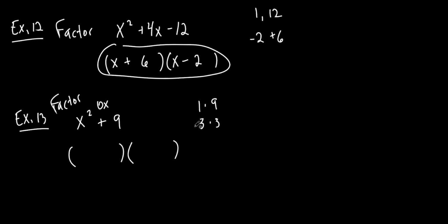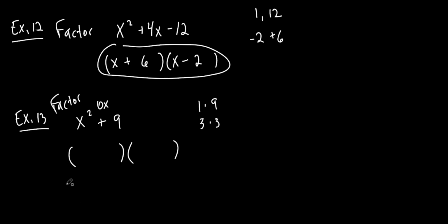Only if 1 was positive and 1 was negative. But this is plus 9. So this has to be either a positive and a positive, or a negative and a negative. Is there any way to get that 3 and 3 to become a 0 then? No, because positive 3 plus positive 3 is positive 6. Negative 3 plus negative 3 is negative 6. There's no way to get a 0. So can you factor this? No. Okay? So you just say it can't be factored. Some people say not factorable, but just say it can't be factored.